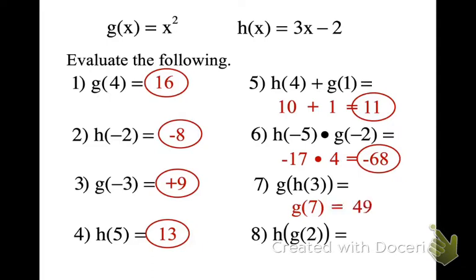All right, let's check our work. The g of 2 is 4. And then when I put it into the h function, 3 times 4 is 12, minus 2 is 10.